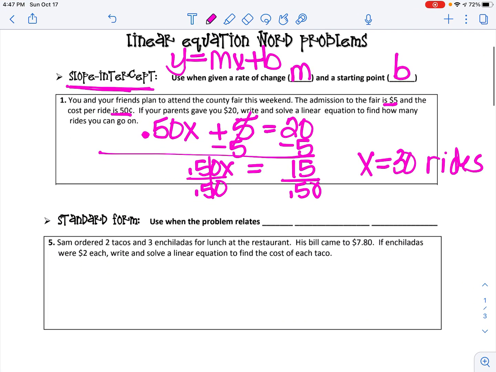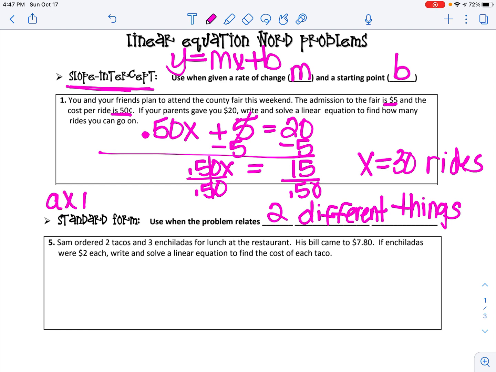Okay, the next type of equation would be in standard form. We're going to use that form when the problem relates to different things. And remember, standard form is ax plus by equals c. So this problem says, Sam ordered 2 tacos and 3 enchiladas for lunch at the restaurant. His bill came to $7.80. If enchiladas were $2 each, write and solve a linear equation to find the cost of each taco.